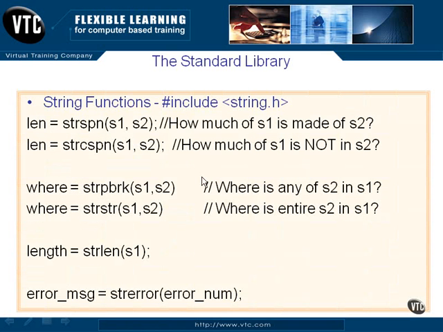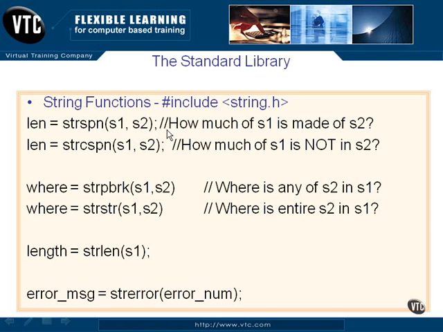Some more string handling. Here we have strspn. What we are looking for is these characters. S2 is a string, but it is a string of characters. It can have A, B, C, D, or some other sequence of different characters. And what we're doing is finding out how much of S1 is made up of S2.